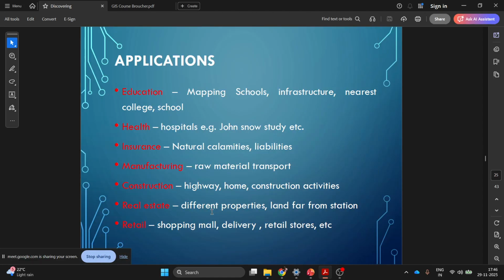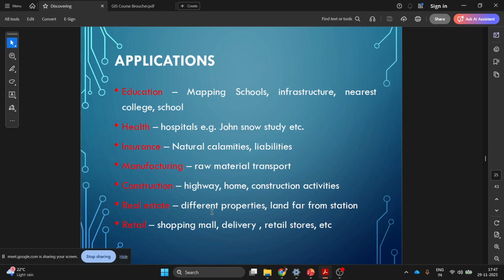Coming to the applications of GIS: to make this course more interesting, it is better if we know what the applications of GIS are. For example, in education, GIS can map schools: how many schools there are in a particular locality, whether a school has good infrastructure, and where the nearest college is. That is one type of application, and also health. For example, if there is a medical emergency, what is the location of a particular hospital? That is another application in health.